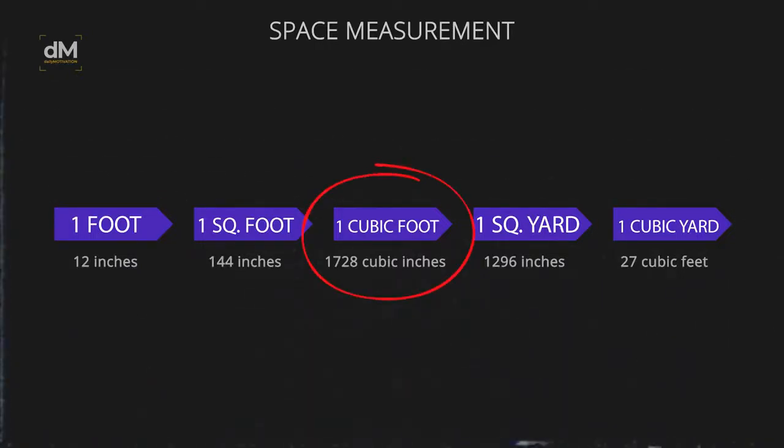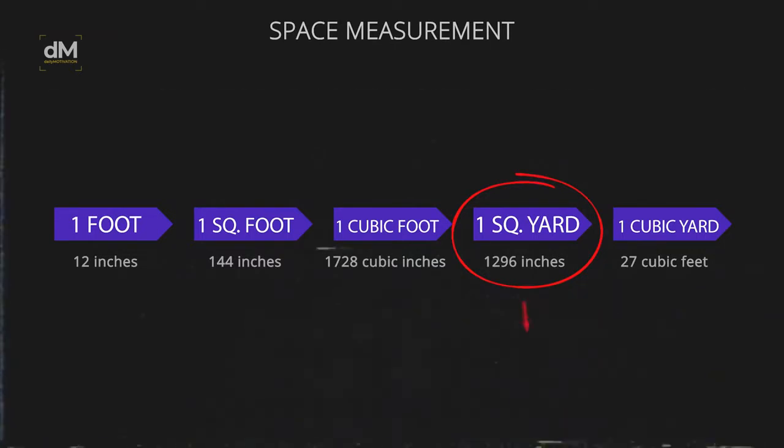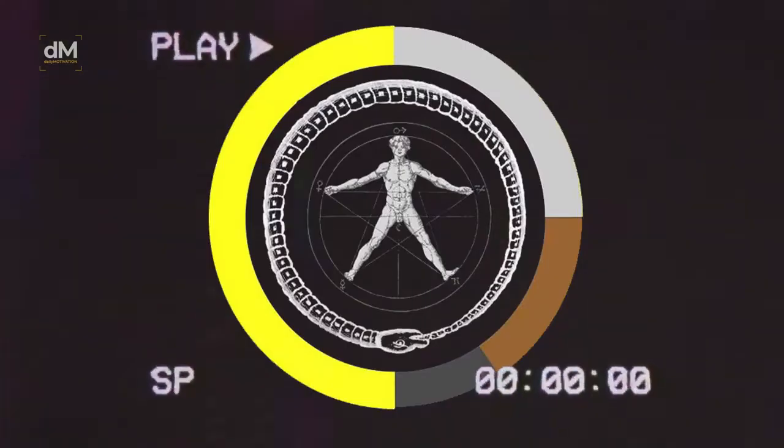I want to call your attention to the 1 square yard, which is 1,296 inches. As it turns out, we could stick a 0 on the end of that, and we have 12,960 years, which turns out to be an awesomely important span of time in terms of some of the great cycles that affect this planet.